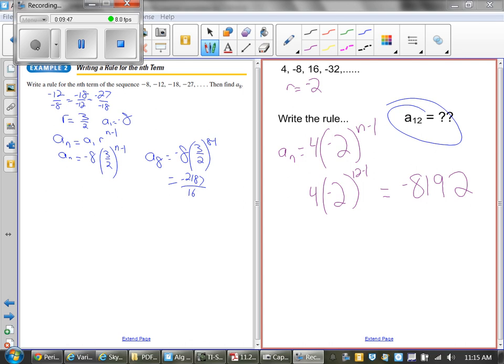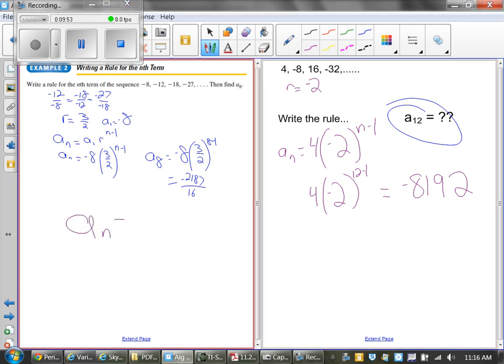The universal rule for this one is that a sub n is always the first term times r to the n minus 1. Always, always, always. It's a lot of just direct substitution, just like it was yesterday. So let me show you guys what it looks like when it's not, when you're given a term and have to figure out the ratio. You've got to work it backwards.